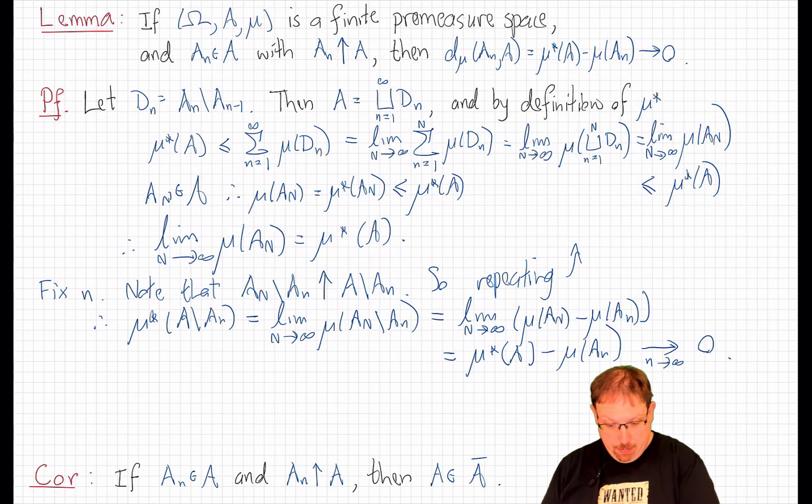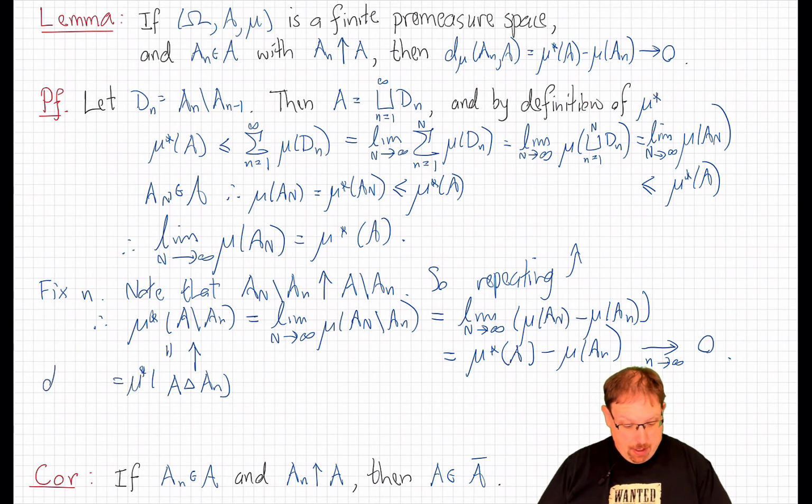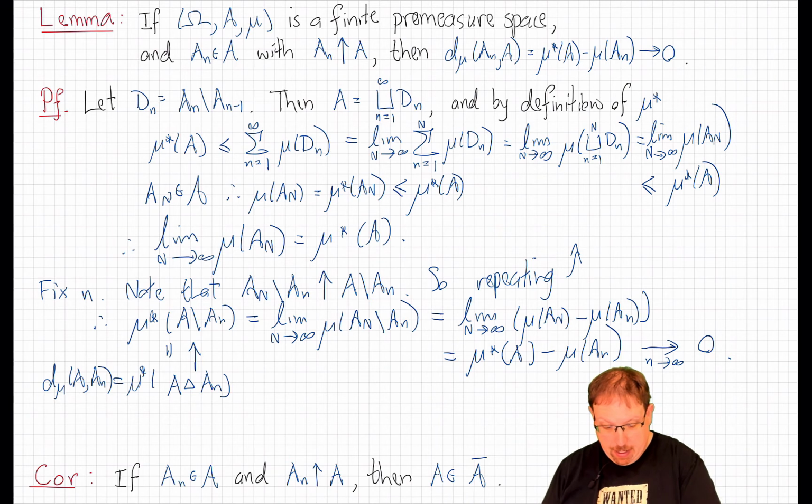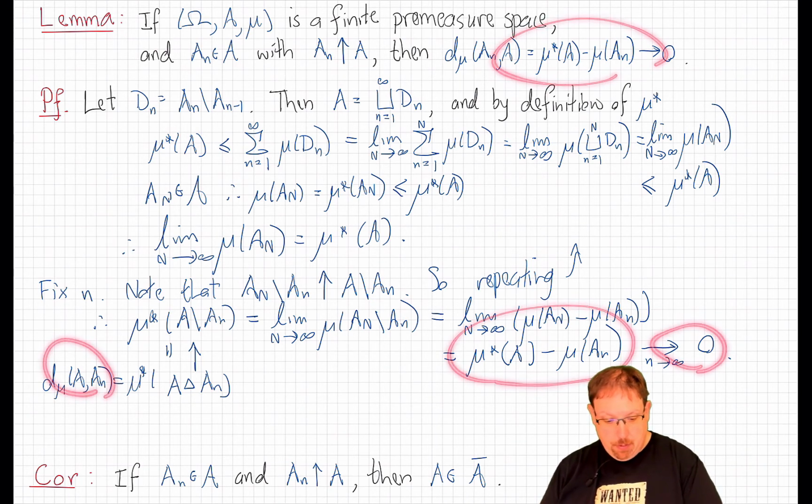Because you see, since A_n is contained in A, the difference between A and A_n is the same as the symmetric difference, since A_n minus A is the empty set. And so this is equal to mu star of the symmetric difference, which is nothing other than the pseudometric distance between A and A_n. And that concludes the proof.